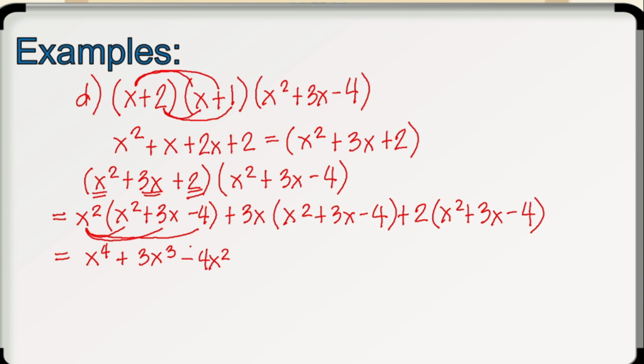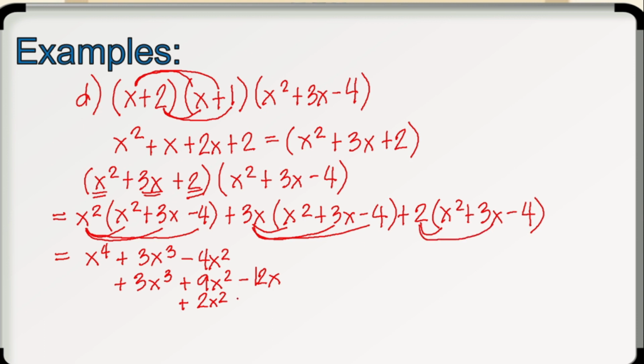Next, for us to easily align or group the like terms, we will also use the vertical method here. Multiplying 3x to x squared is 3x cubed. Place it under 3x cubed. 3x times 3x is 9x squared, and 3x times negative 4 is negative 12x. Third one, 2 times the quantity of x squared is 2x squared. 2 times 3x is positive 6x, and 2 times negative 4 is negative 8.